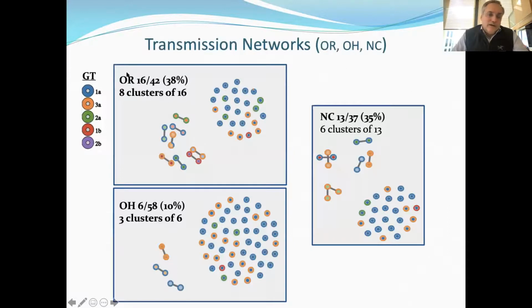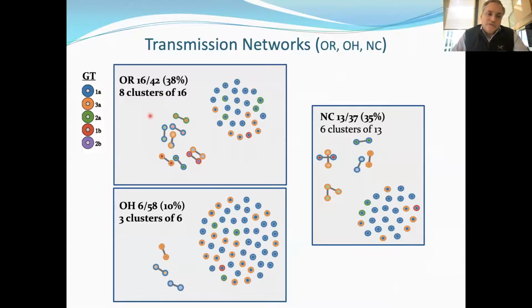We can look at the case of Oregon. There were 42 individuals sequenced, 16 of those clustered, so 38% clustering. Those clusters ended up being largely dyads, or pairs of individuals, which is actually pretty impressive in a small collection of 42 individuals. The colors denote the genotype of the virus, that was the infecting genotype.